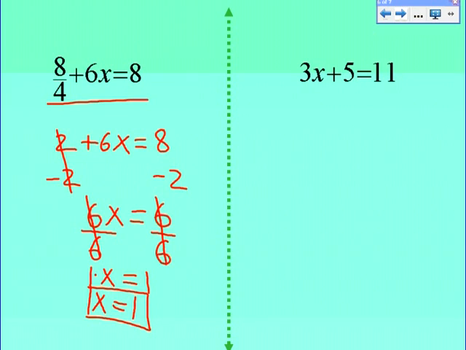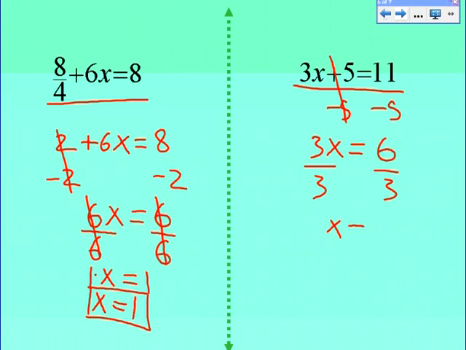Now let's work on this one. Subtract 5 from both sides. 5's cancel. 3x equals 6. Divide both sides by 3. X equals 2.